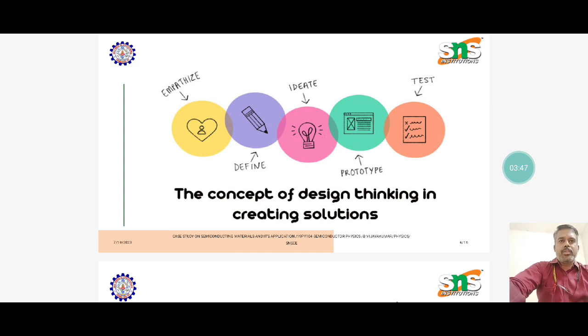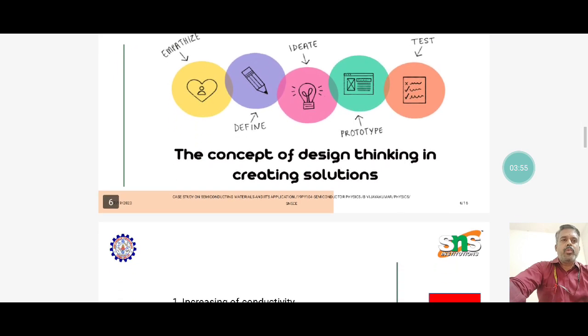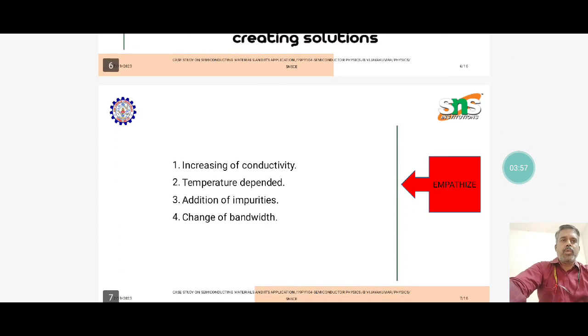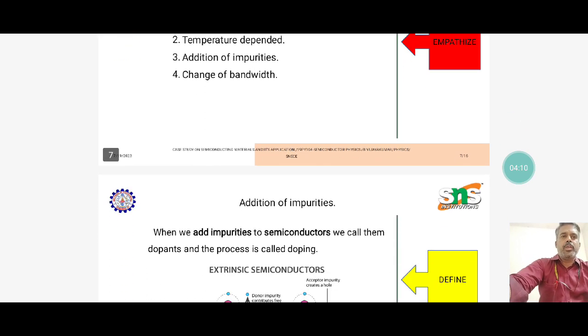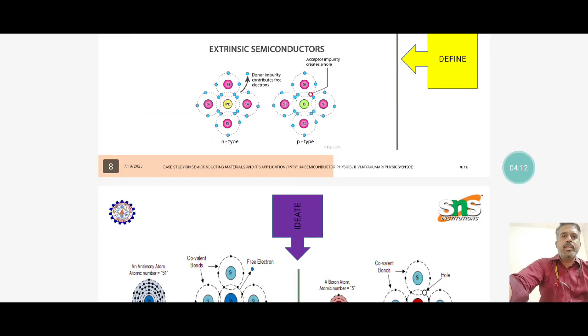The five steps in the DT concept are empathy, define, ideate, prototype and testing. This helps create a solution for my topic. The first one, empathy: increasing conductivity, temperature dependence, addition of impurities, and change of band gap. All this I have taken from the empathy step of this semiconductor case study.